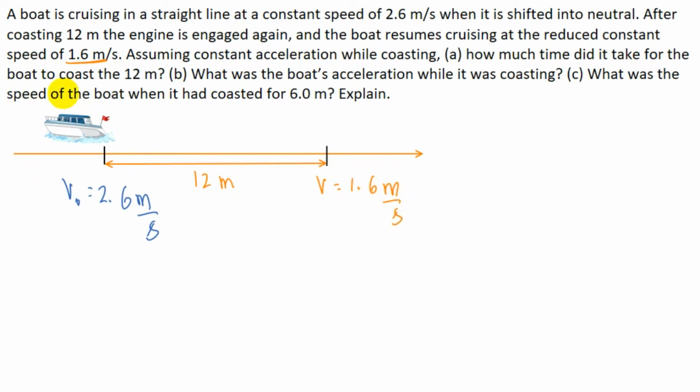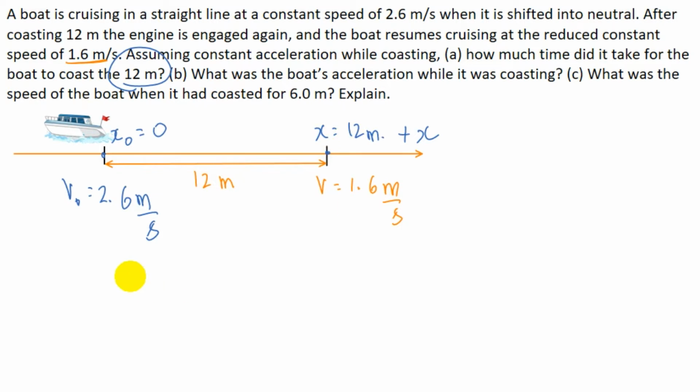Let me first describe the coordinate system also. This direction we have taken to be positive, so this is positive x direction. Now there are three parts in this question that we need to solve. In the A part, we have to find how much time it took for the boat to coast 12 meter. So how much time does the boat take to reach from this position to this position? So let this be x naught, this is equal to 0, and here the final position becomes 12 meter.